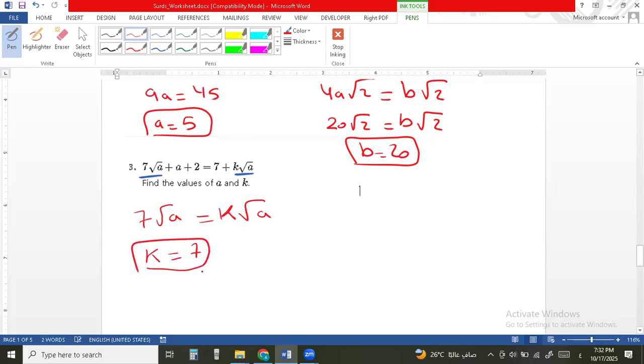That is k. Good. But what about a? Yes, I got the rest here. You see, a plus 2. If this is the same as this, then a plus 2 is the same as 7. So a plus 2 equals 7. A equals, under the negative, a equals 5.